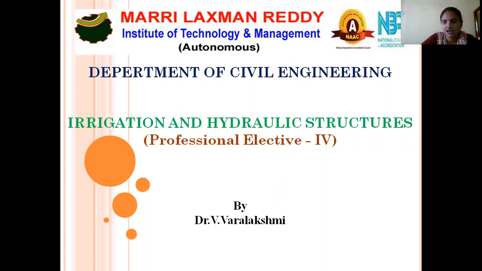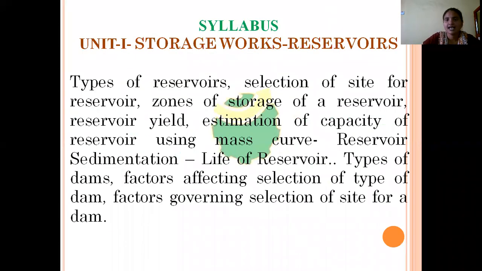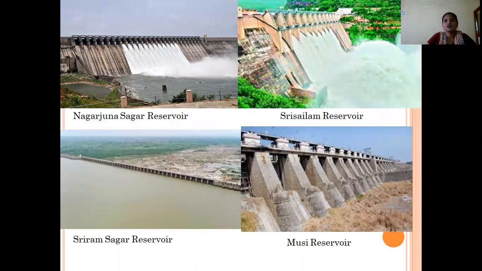So now we will start with the first unit, storage works and reservoirs. In this unit, majorly we will cover the types of reservoirs, selection of site for reservoir, zones of storage, reservoir yield, estimation of capacity of reservoir, and reservoir sedimentation, and also dams, types of dams, and site selection for dams. So now we have different types of dams in India for agriculture, irrigation, hydropower, like that.